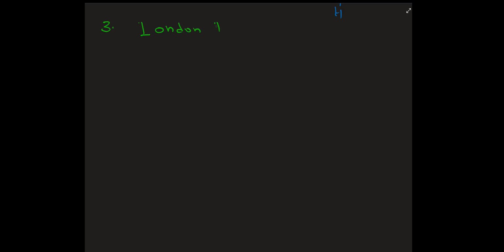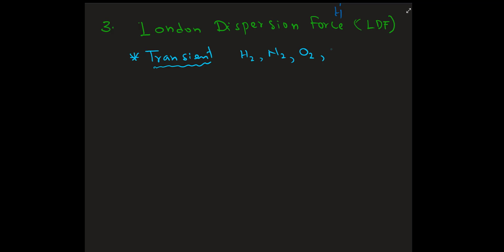Now the next category, the weaker category, the third category. The first one was very powerful, hydrogen bonding, then the dipole-dipole, quite still stronger. But London dispersion force, LDF, is transient, lasting a very little amount of time, a few picoseconds. And where do you see them? H2, N2, O2, helium, neon, krypton, xenon, all these nonpolar species. Now, they are weaker, right?